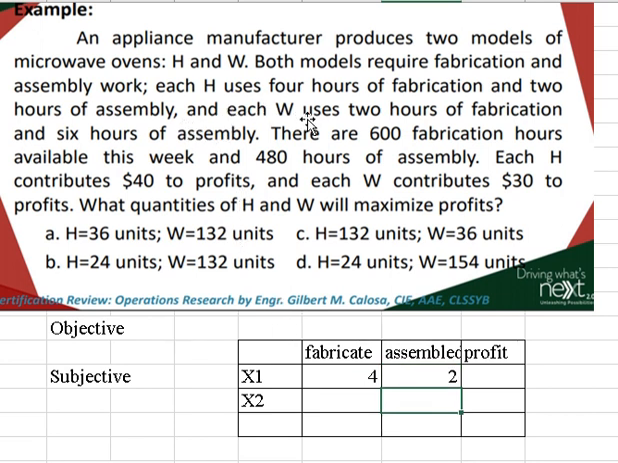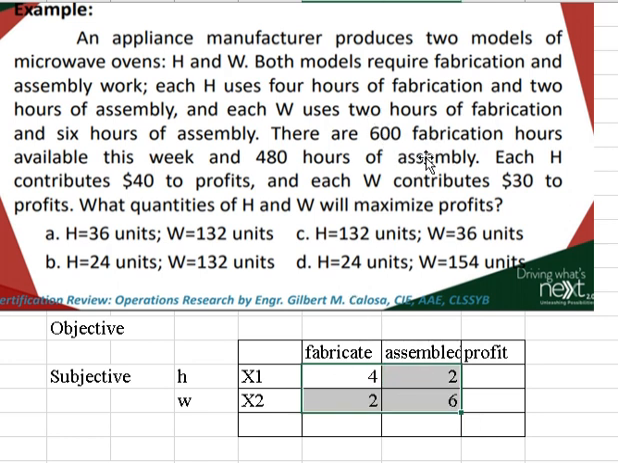Then, sabi, si W naman daw, let's make this one, H is equivalent to X1 and W is equivalent to X2. Si W naman daw uses 2 hours of fabrication and 6 hours of assembly. This is a simple example of a production process given their cycle times. Ito yung mga cycle times ng dalawang products.